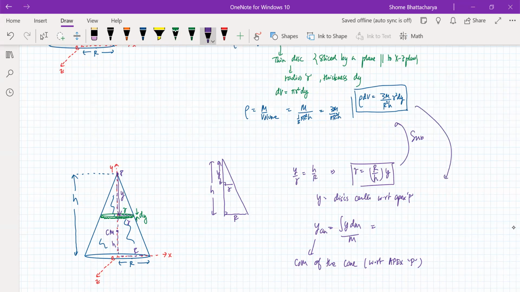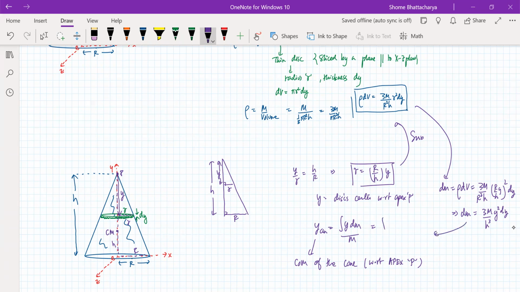So once we substitute this, dm, which is rho dv, will become 3m upon capital R square h into r by h into y whole square into dy. So that becomes, your r square will cancel out in the denominator. So we will have 3m y squared dy divided by h cube. Okay, so far? Yes. Okay, so now we substitute this here.